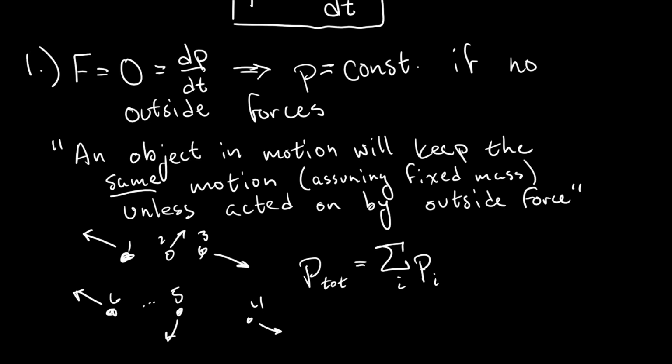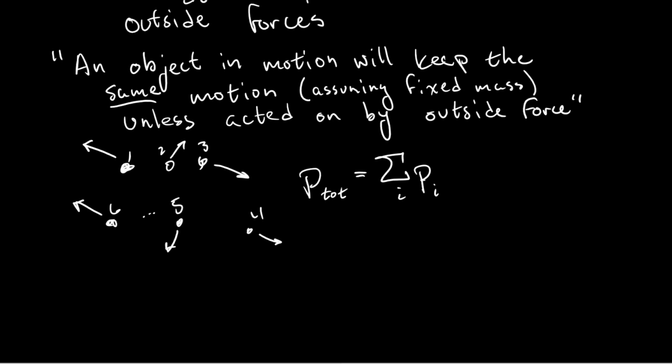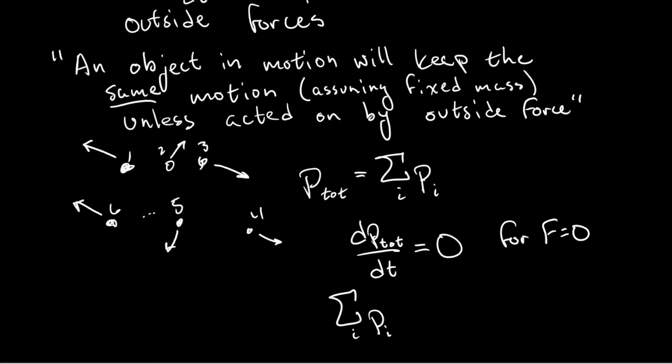So if I now apply Newton's first law to this, I find that dP total dt equals 0 for F equals 0. So if I don't apply any forces on my system, then the total momentum can't change in time, which means that the sum of momenta is equal to a constant. In other words, the total momentum of my system is always conserved unless I act on it with a force. Okay, so let's take an example of this.